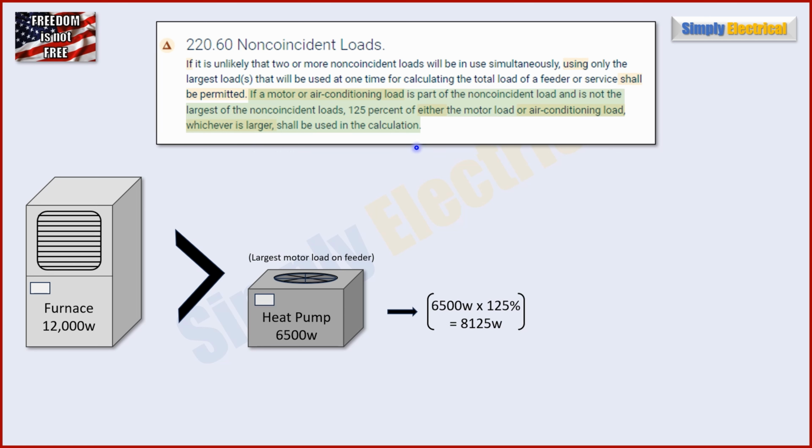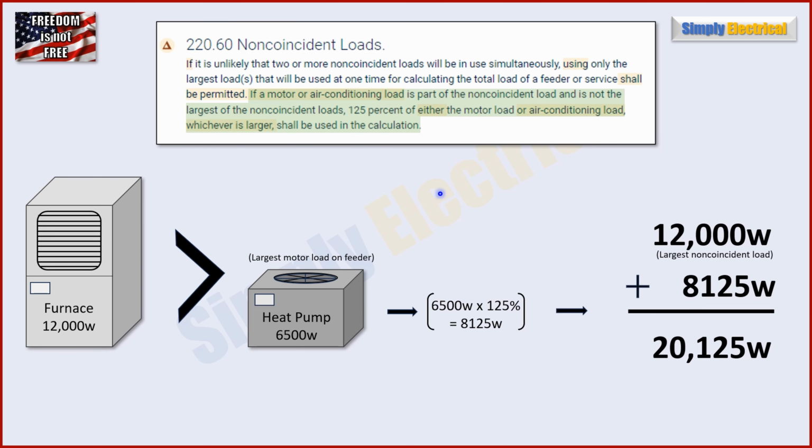But what it's telling us is, if you notice, this second sentence is not written as an exception to the first sentence. It's written in addition to it. So we have to take both these sentences and apply them to our calculation. Therefore, we have to take the largest of the non-coincident loads, according to sentence 1, and also 125% of the non-largest of the non-coincident loads, if it's a motor or air conditioning load, which it is. So they're telling us we have to take both the furnace, because it's the largest, and the heat pump, because it's not the largest, and it's an air conditioner. So we have to take them both.